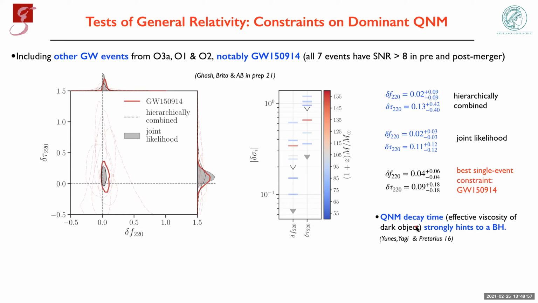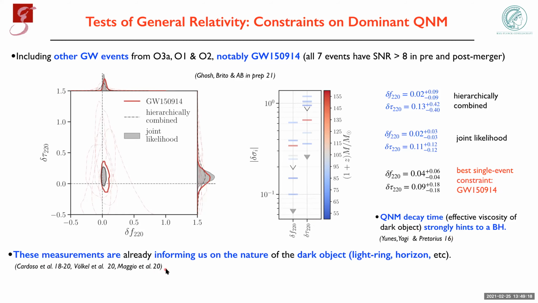The decay time is less well-bounded, but now I want to emphasize the fact that already from the decay time of the quasi-normal mode, this strongly hints to a black hole because the decay time is of the order of a few milliseconds. And if you take a neutron star, or even a boson star, they have much longer decay times.